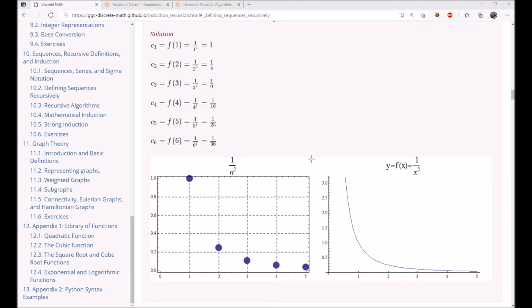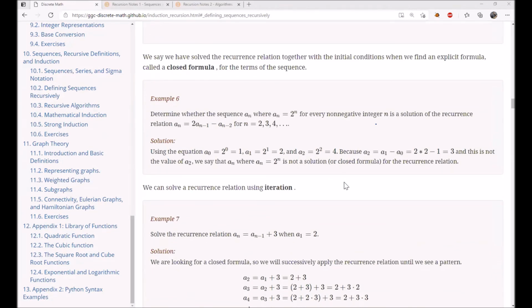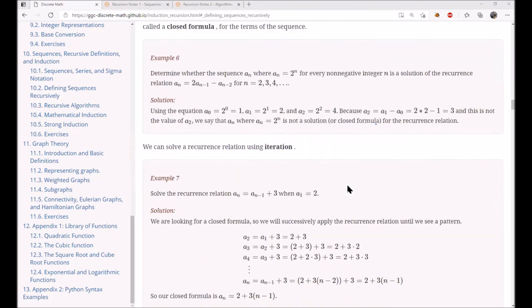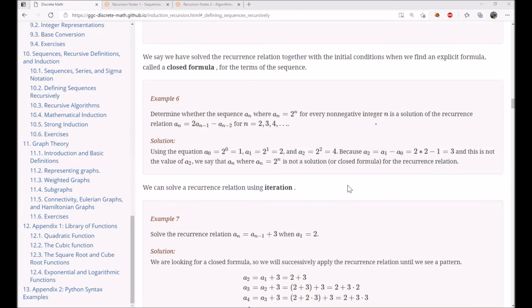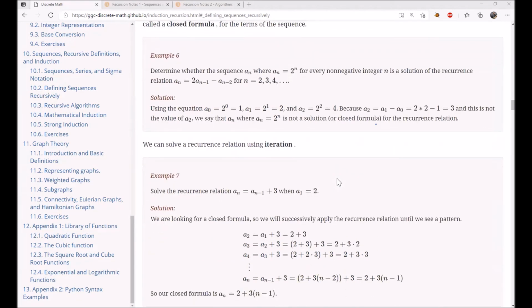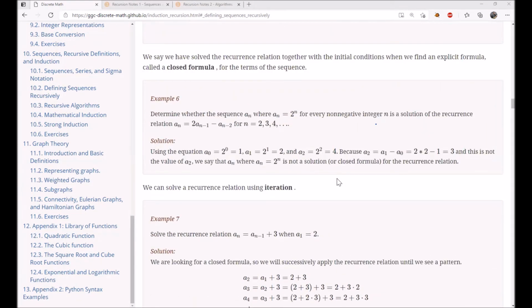Okay. Now, one thing we like to do when we have recursive sequences is find what's called a closed formula for the sequence. That's when you find an explicit formula that doesn't refer back to itself. So starting out, we want to be able to check and see if something is a solution or a closed formula for the sequence.